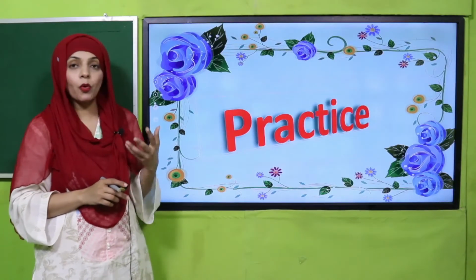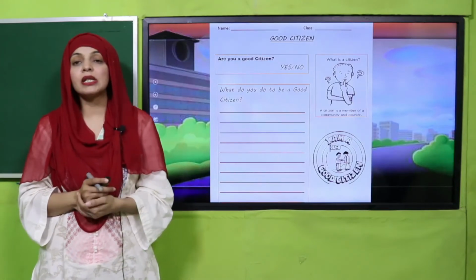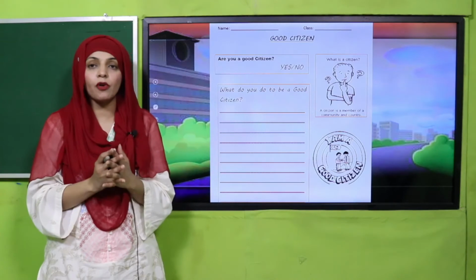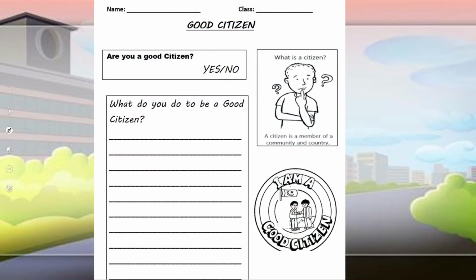So these are different posters that you can design. So now is the time for practice. For practice, you can download this worksheet from the description box below this video, or you can get it in print form from your teacher. Write down your name and your class, and then good citizen. Are you a good citizen? Yes or no? Yes, I am a good citizen.